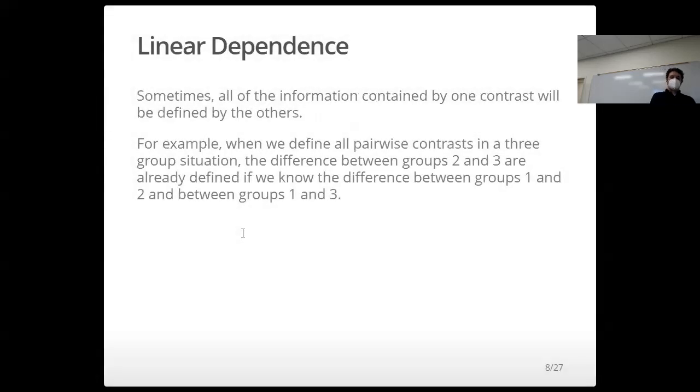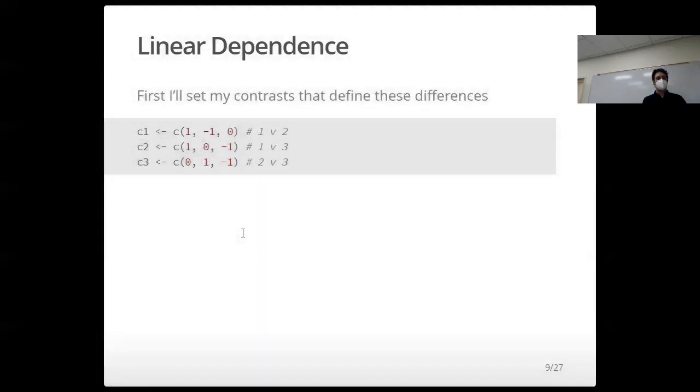One thing to be aware of when we're comparing different types of contrasts is that sometimes all the information contained by one contrast will be defined by the others. For example, when we do all pairwise contrasts, the third contrast is defined by the first two. If we know the difference between groups 2 and 3 and between 1 and 2, or if we know the difference between 1 and 2 and between 1 and 3, we also know the difference between 2 and 3. So if we know the differences between any two, we also know the third. This is the idea of linear dependence.